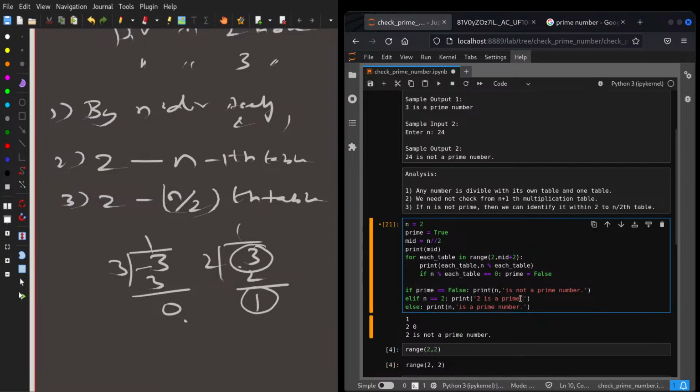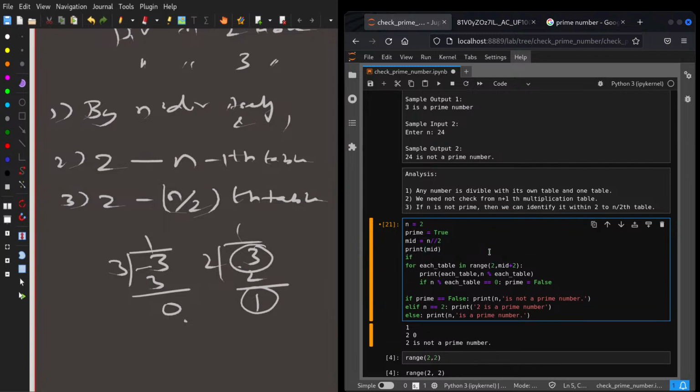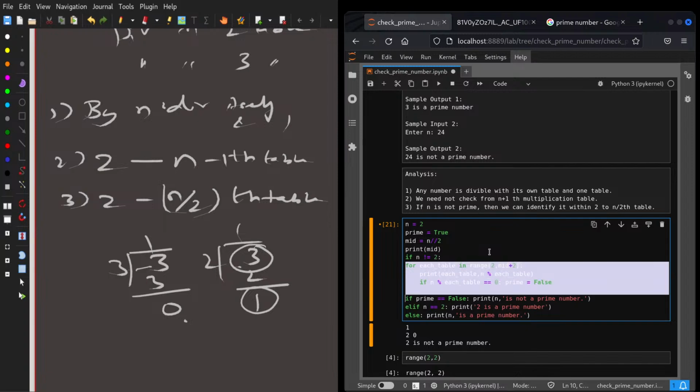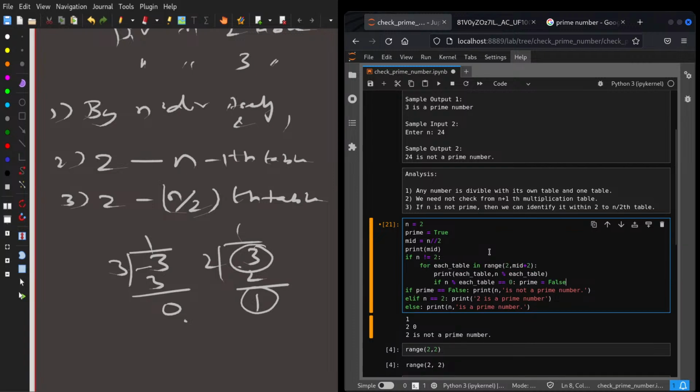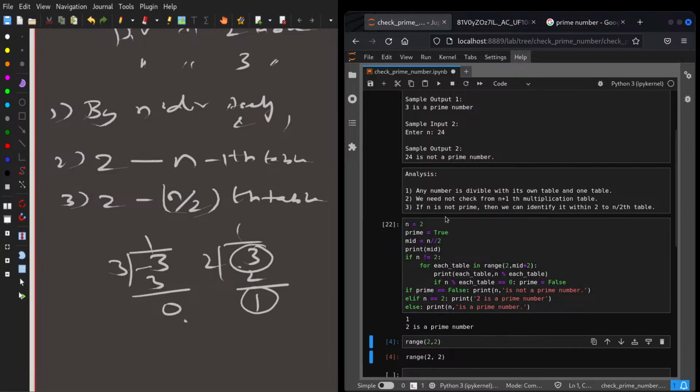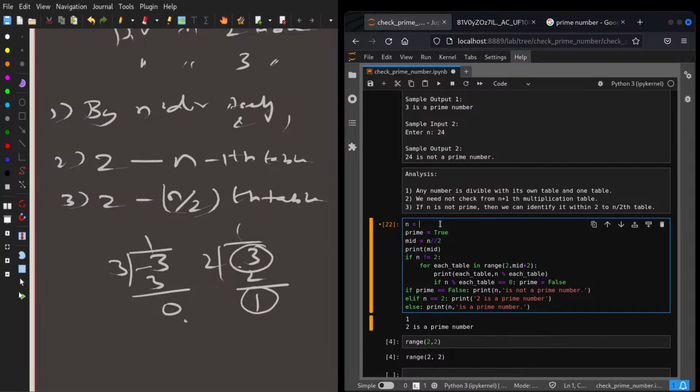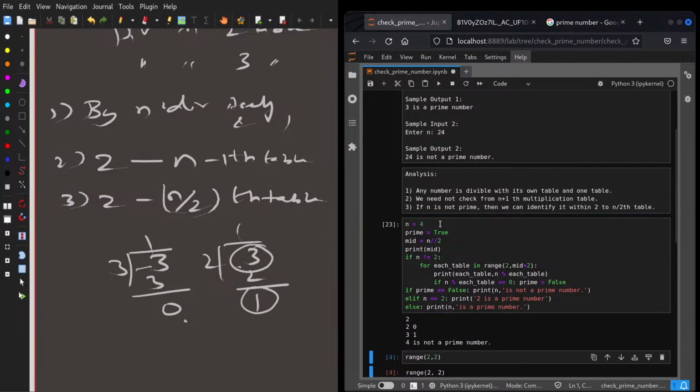2 is a prime number. If n not equal to 2, here also we have to accept that. This loop should not run, but this should run for other numbers. That's why we are accepting just 2. When we give bigger numbers, this should work. Okay, now let's check 4.